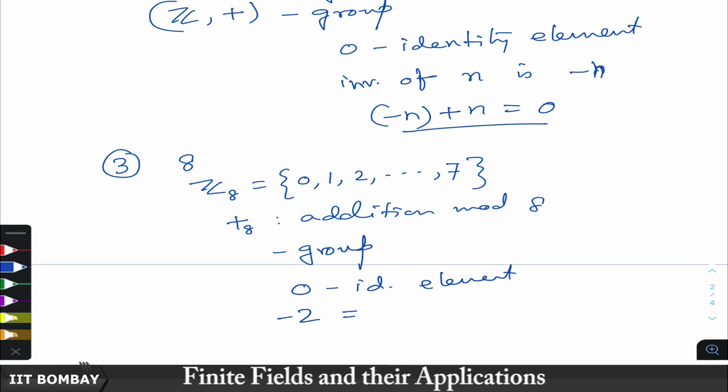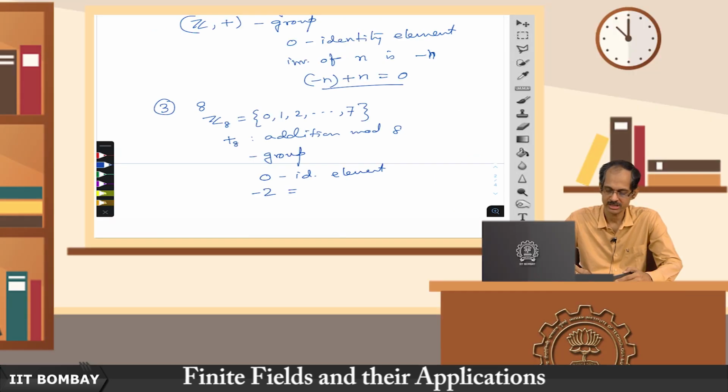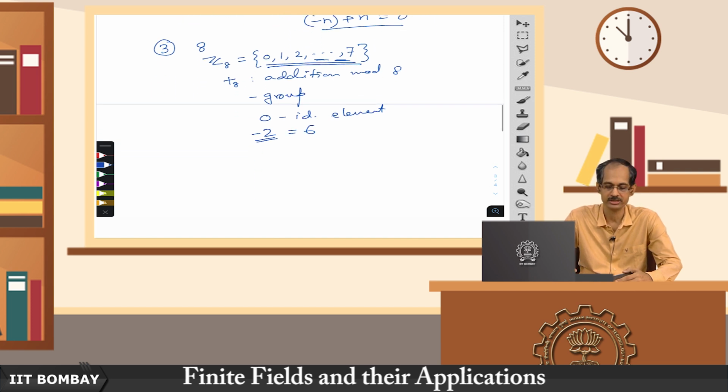What is the inverse of 2? What is minus 2? There is no minus 2 here. So, what is the negative of or the inverse of 2? Okay, this is the inverse of 2. When I say minus 2, I mean inverse of 2. It is simply 6. 6 is there in this set. So, 8 minus that number is the inverse, because if you add them you get 8, which you divide by 8 you get 0, the identity element.